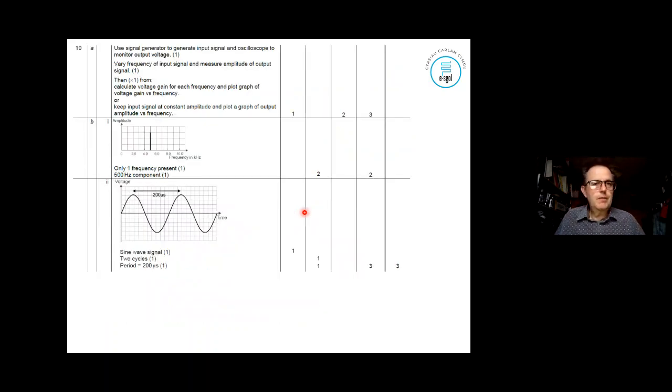Okay, there's the mark scheme. Okay, I've dropped these in this week. It's basically where you see where the marks are given.